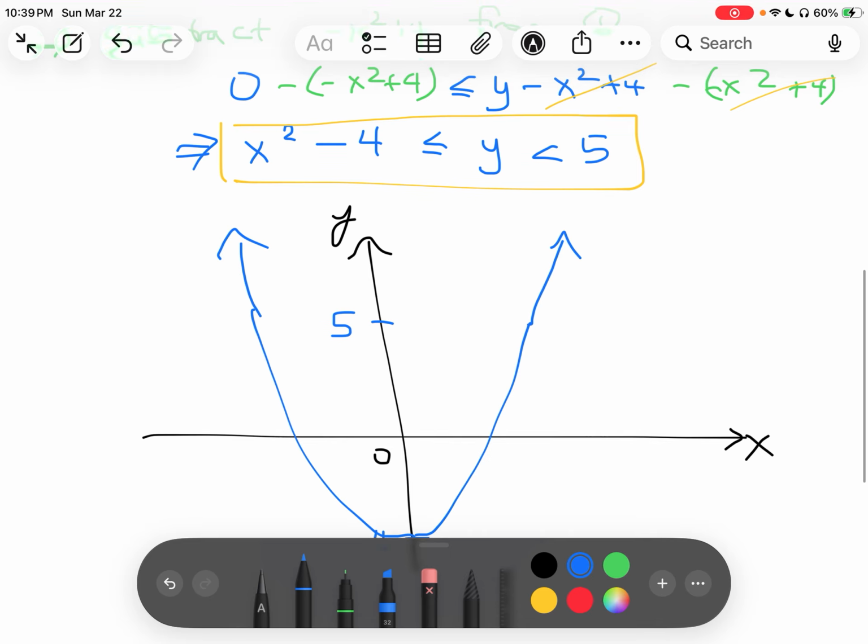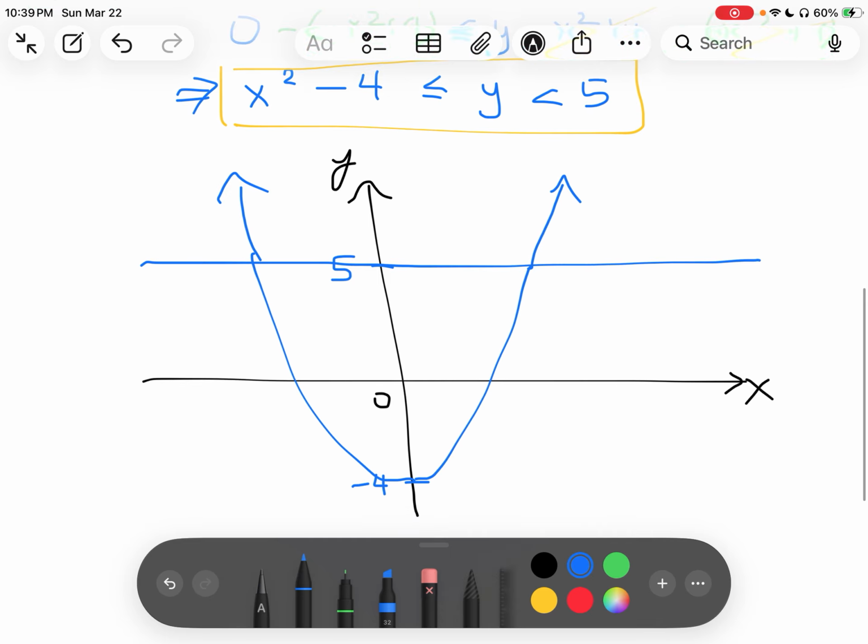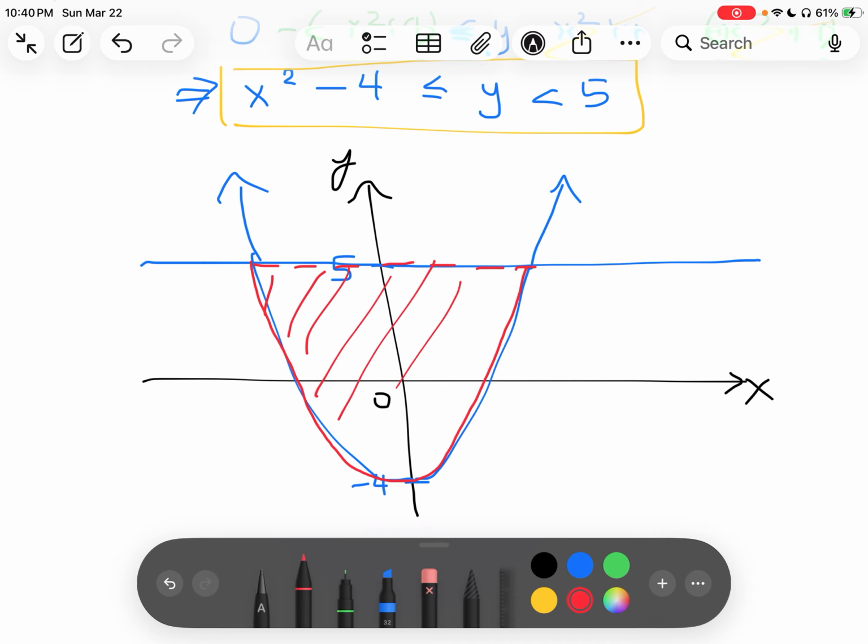So y has to be less than 5 and greater than this x squared minus 4 parabola. And it's greater than or equal to, so I'm going to make this a solid line. And less than 5, I'm going to make this a dotted line. And then we'll shade in that region right here. And this is the region here that we want.